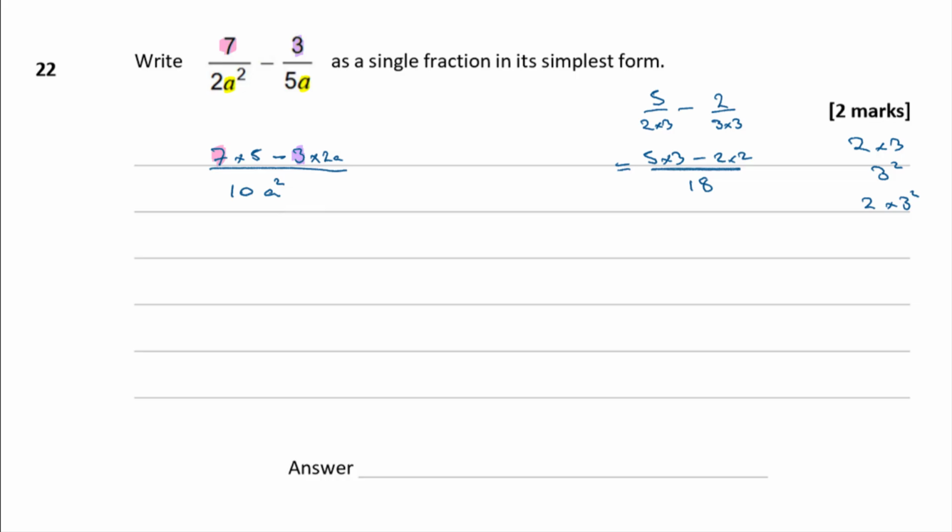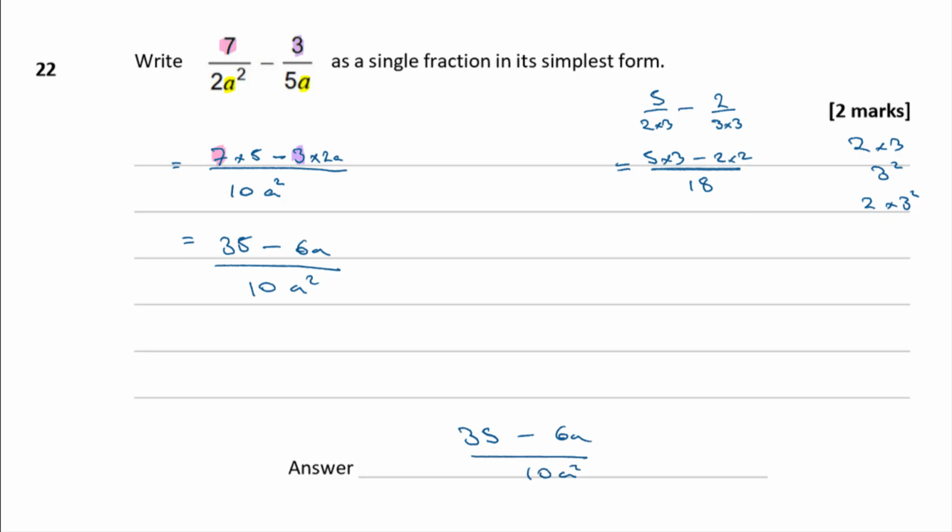Okay. So then once that's all done, it's just a matter of multiplying it out and tidying it up now. So 7 times 5 is 35 minus 3 times 2a is 6a over 10a squared. Now can I make that any more simple than it already is? I don't think so. I think that's about as simple as it's going to get. 35 minus 6a over 10a squared.